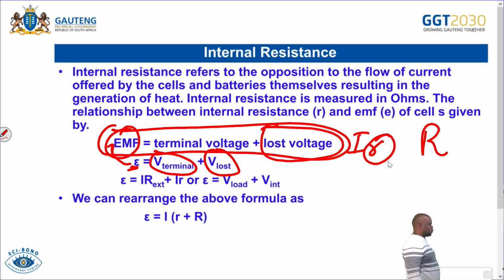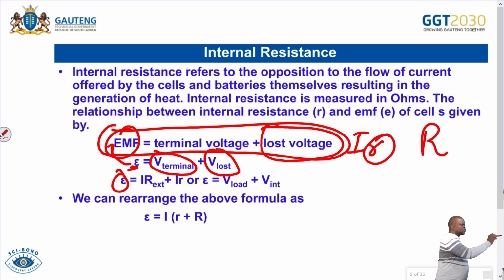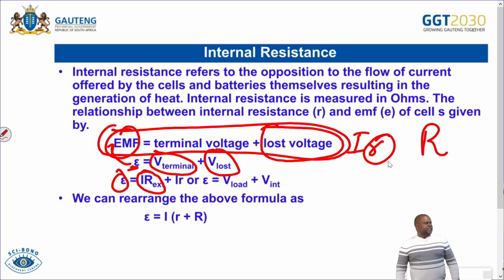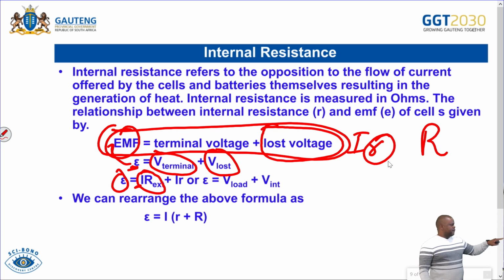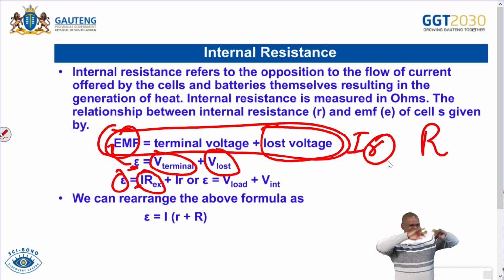Yes. Now we expand this formula further. This we know is the EMF. And this, can you see? IR, it is IR external. That means our resistance is the external resistance, where I is the current in the circuit, the current that is flowing throughout the circuit. Now we have R external. R external is the resistance from the external resistors.